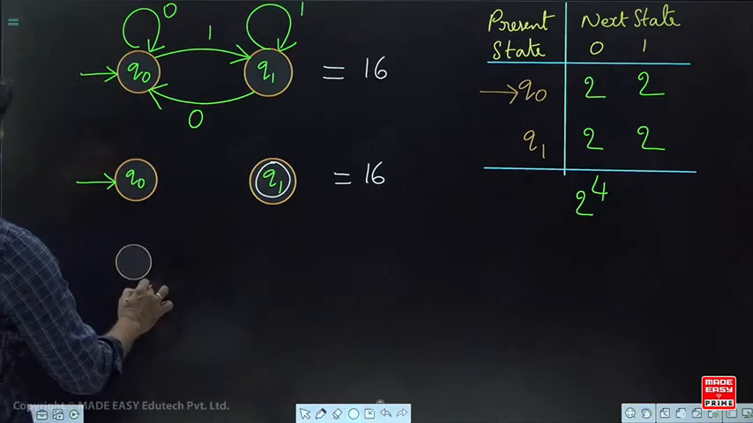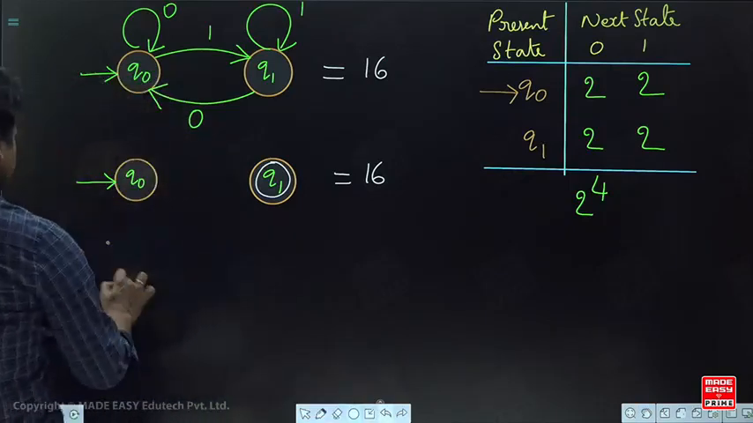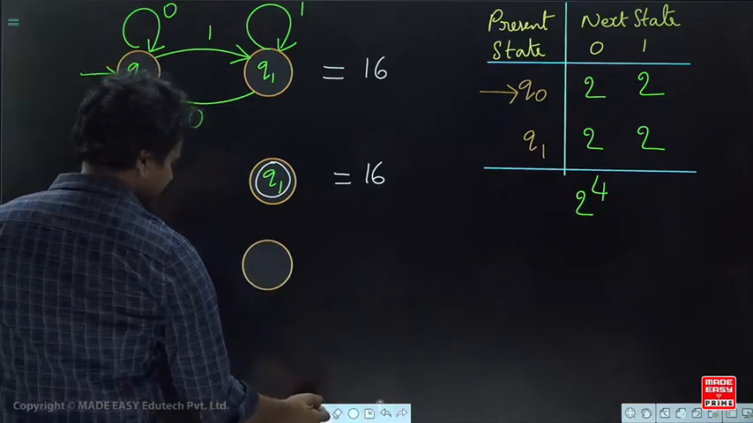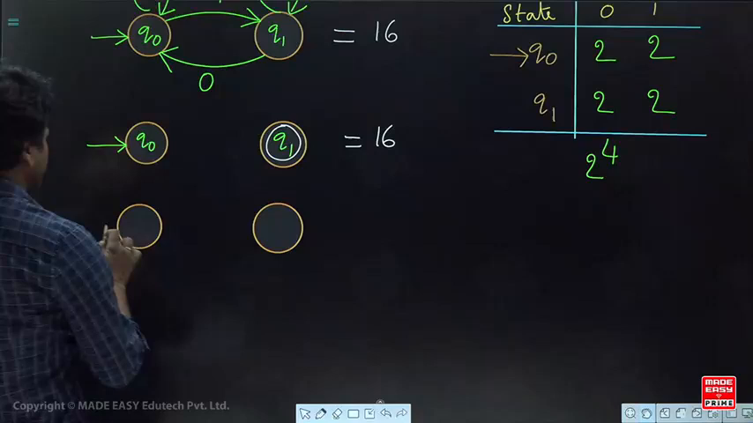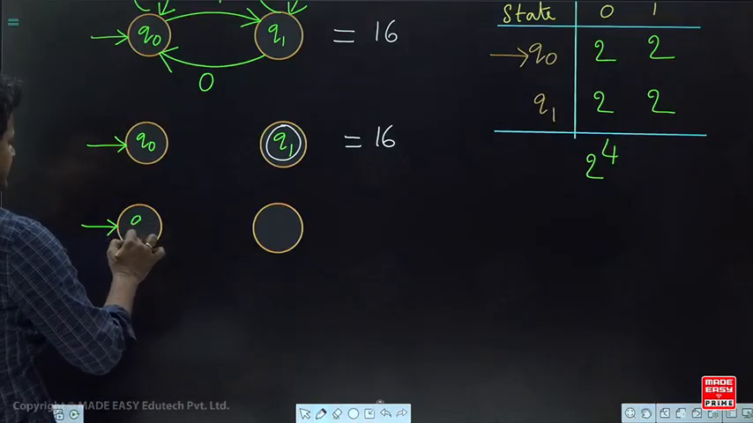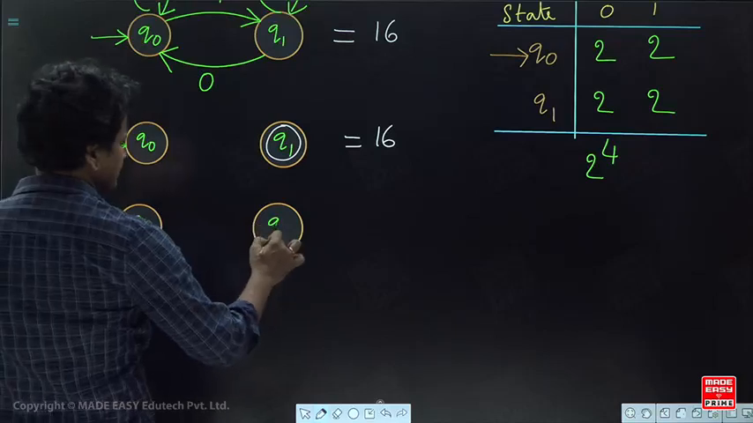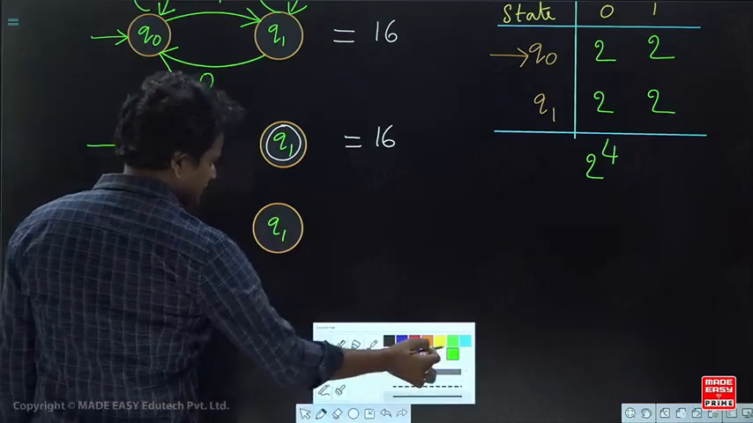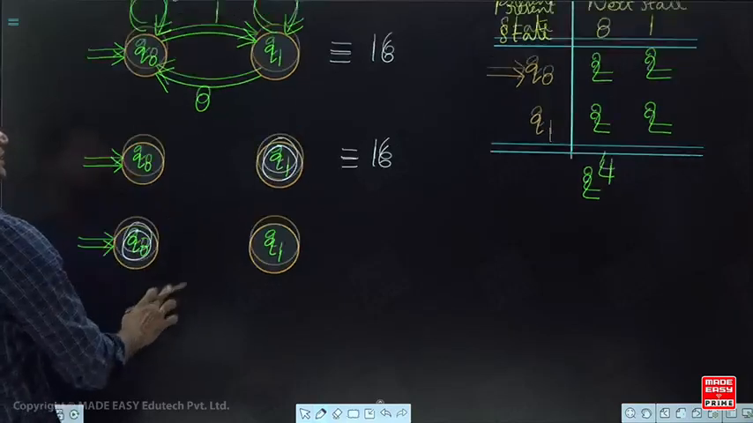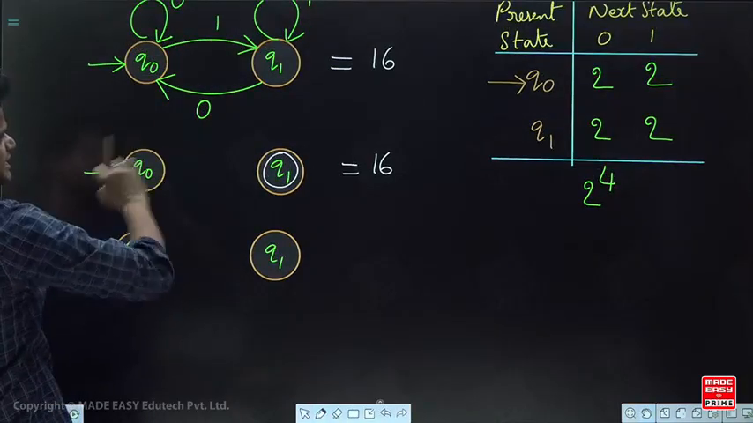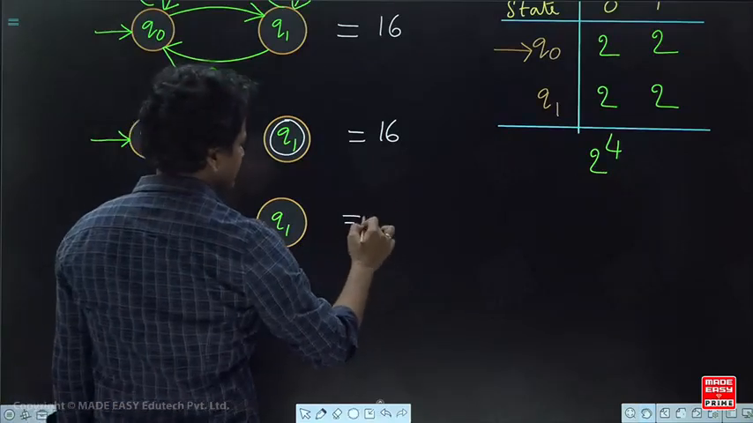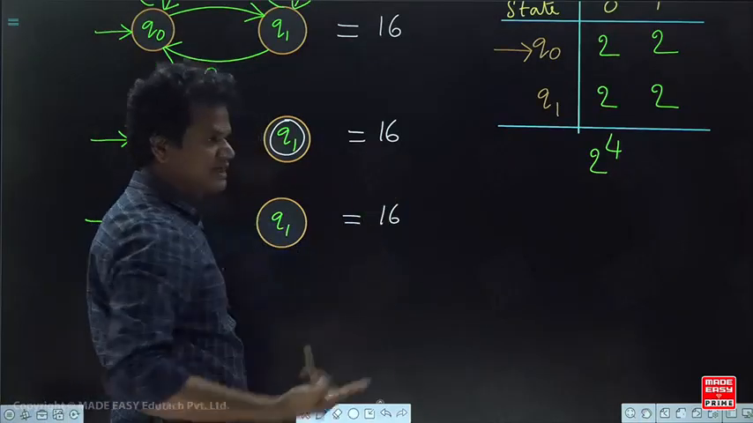So next time I will take Q naught, the initial state, as final, and the other state as non-final. Are you following? In the first case, no one is final. In the second case, the other state is final. In the third case, the initial is final. Now also you will get 16 different DFAs.